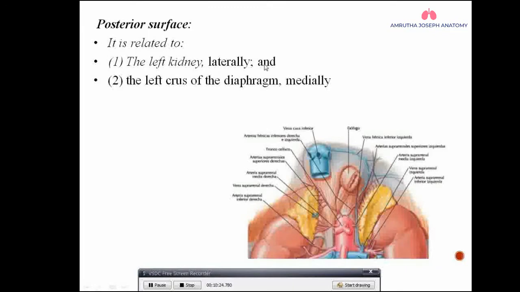The posterior surface is related to the left kidney. So this is the left suprarenal gland. The posterior surface is related to the left kidney because the suprarenal gland is resting on the left kidney. So some part of it is related posteriorly to the left kidney, and also the left crus of the diaphragm. The left crus of the diaphragm.